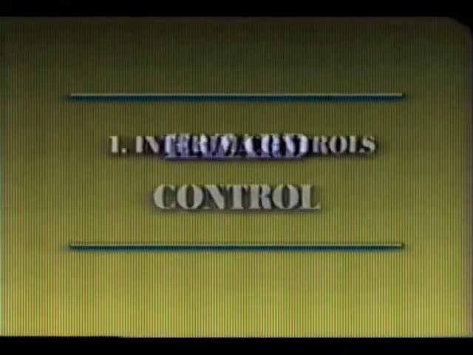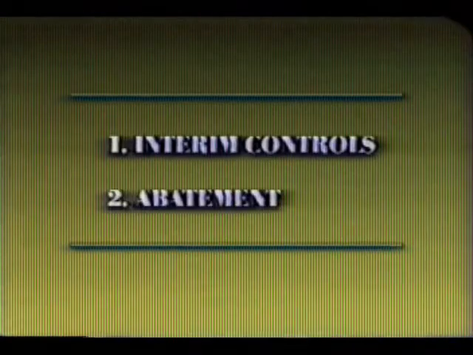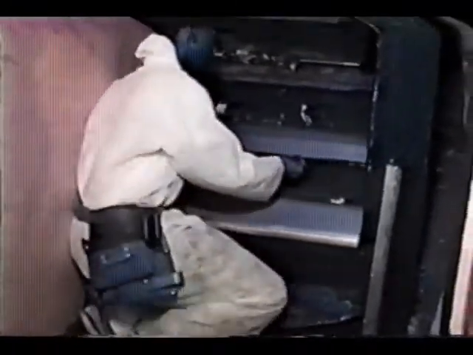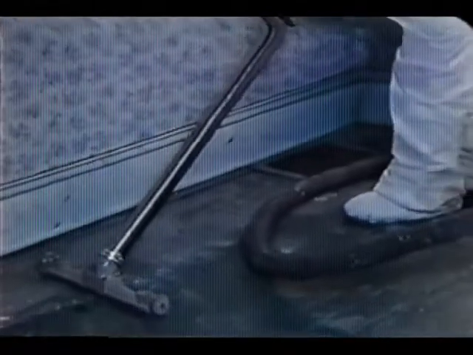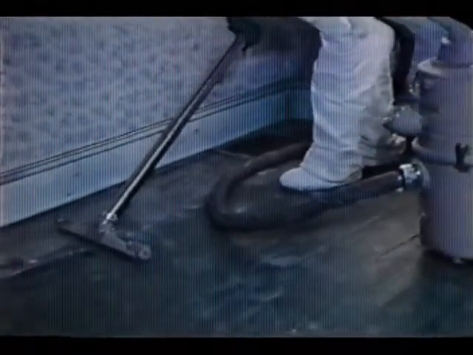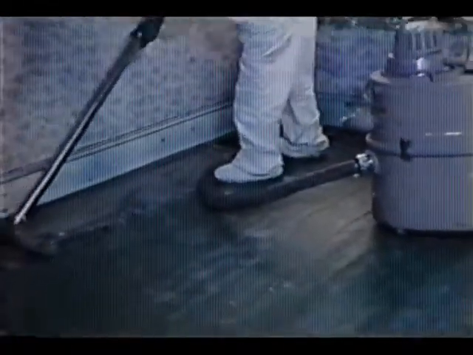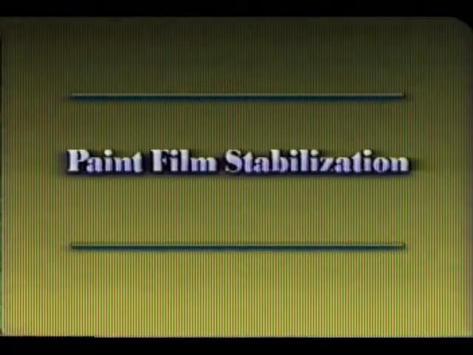There are two main categories of lead hazard control: interim controls and abatement. Interim controls are generally short-term measures to control lead-based paint hazards. Interim control measures include paint film stabilization, friction and impact reduction treatments, and dust removal. Dust removal involves the same techniques that are used during cleanup of all lead hazard control work. These techniques will be demonstrated later in this video.